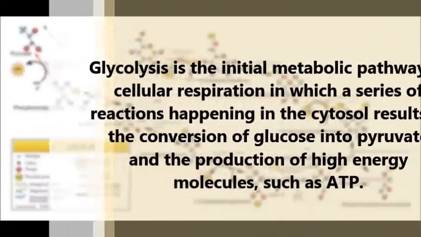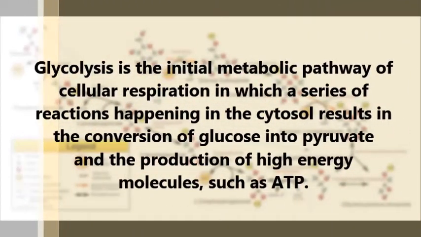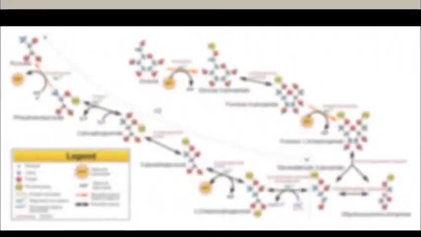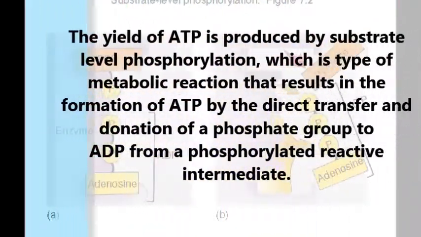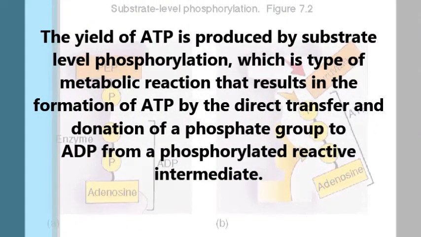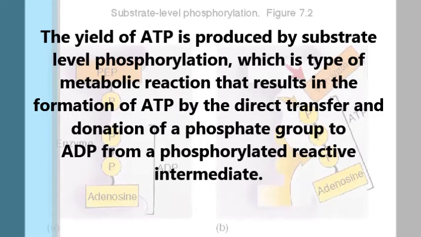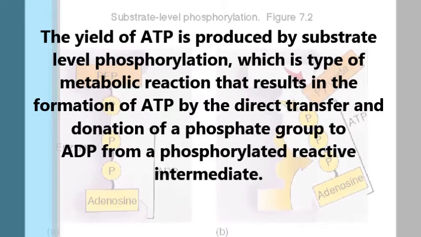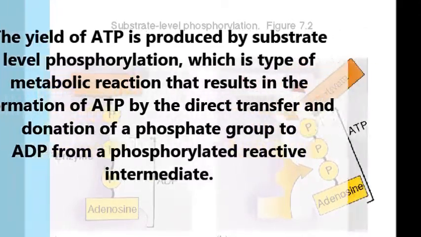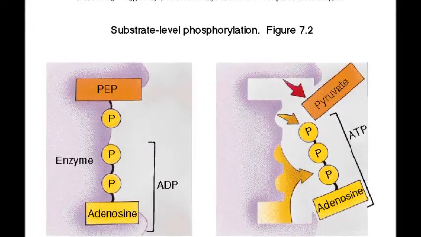Glycolysis is the initial metabolic pathway of cellular respiration, in which a series of reactions happening in the cytosol results in the conversion of glucose into pyruvate and the production of high-energy molecules such as ATP. The yield of ATP is produced by substrate-level phosphorylation, which is a type of metabolic reaction that results in the formation of ATP by the direct transfer and donation of a phosphate group to ADP from a phosphorylated reactive intermediate.